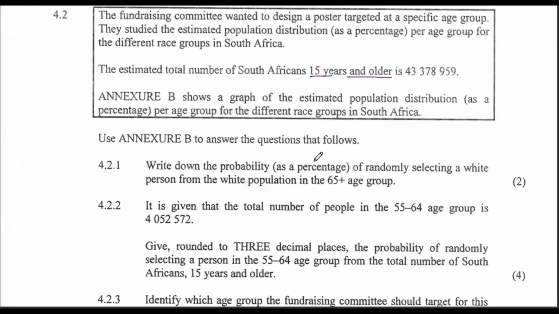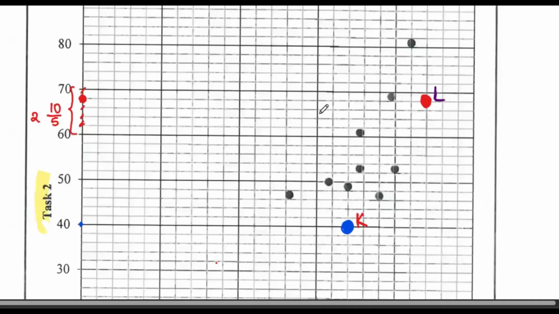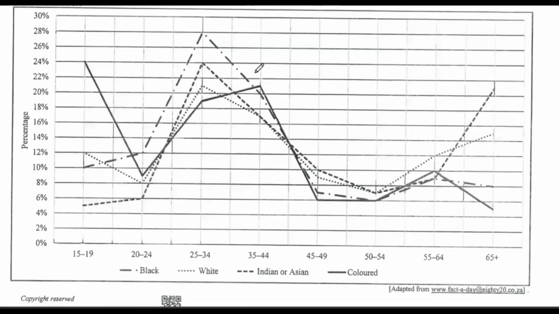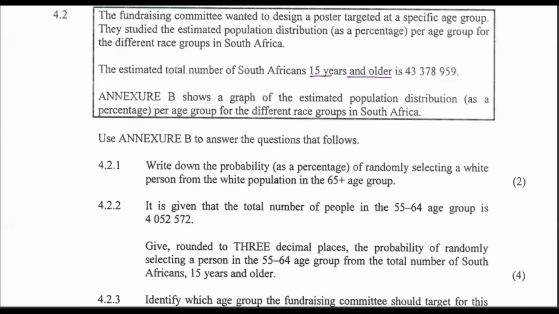Write down the probability as a percentage of randomly selecting a white person from the white population in the 65 years plus age group. So all we first do is to come here: which line is representing white? The dotted one. So you come to 65, you find out it's this one here. Where do they fall? Around 15%. So here we shall say 15% probability.